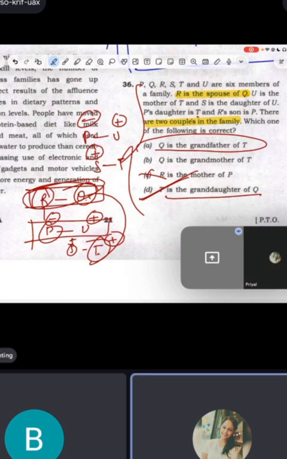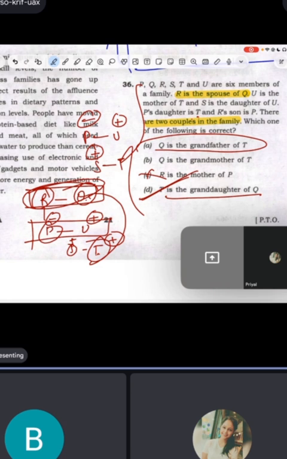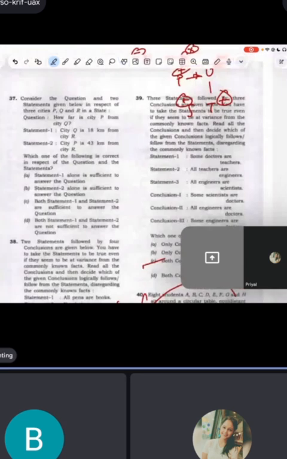I don't know the gender of R Priyal, that's why. But I know the gender of T. That's why I've gone with T actually. Got it. Very good. I like this question.